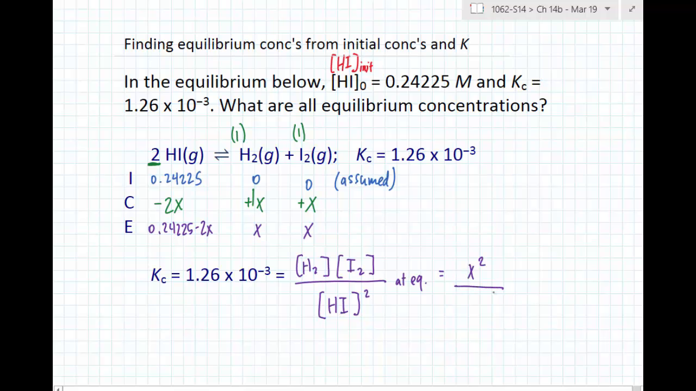Then what? Over... close. Squared like that? No.